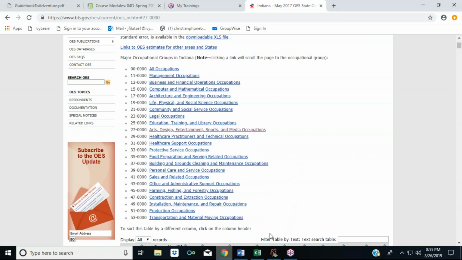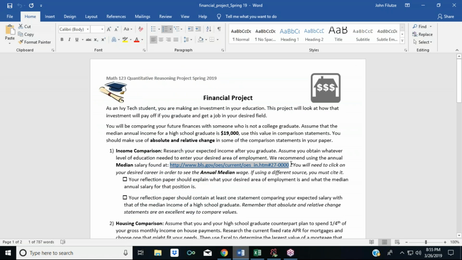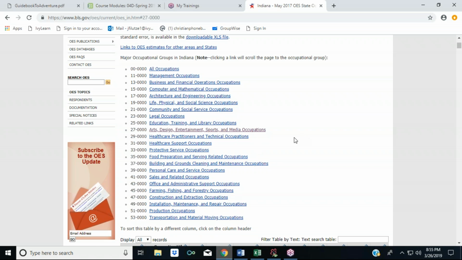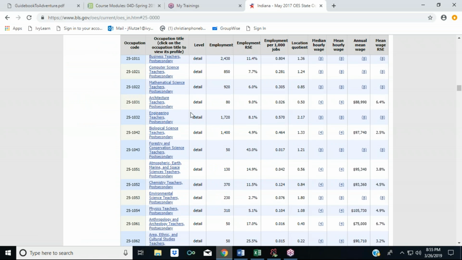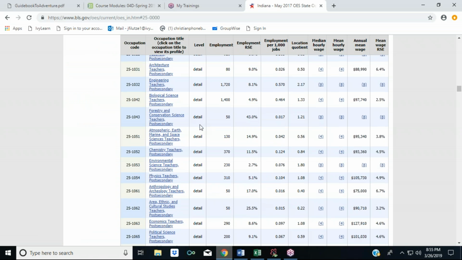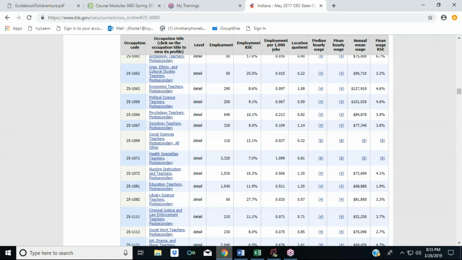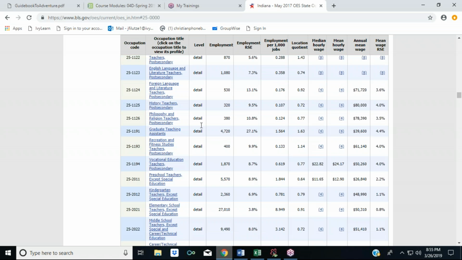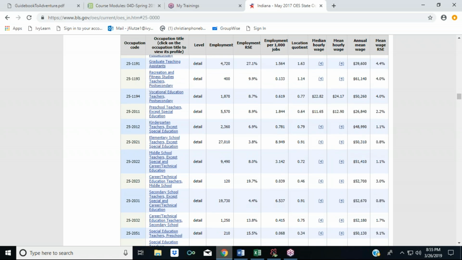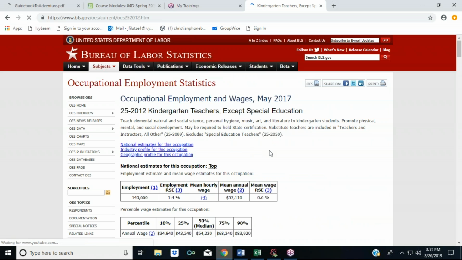So here's this website, and again, here's the project, and it's in your Canvas. Here's the link that I copied and pasted, and we're going to look up education, and then we'll look up elementary, it looks like. So let's just look along the side here and see if we can find elementary. Oh, so here's a kindergarten one. So I think that was part of what you wanted, right? Who was that? Kendra, maybe. So here's kindergarten. So we will click on kindergarten.